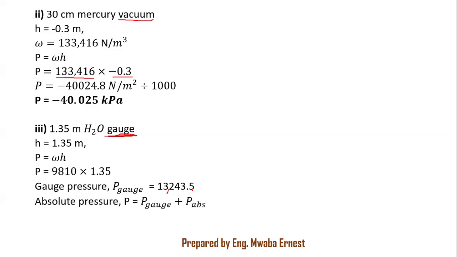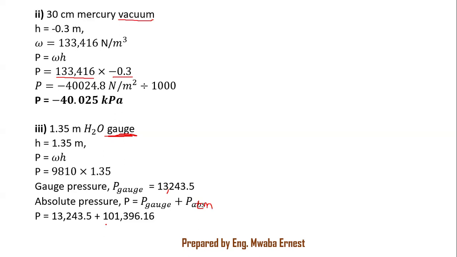Now, having done that, you can get the absolute pressure, where you're going to say the gauge pressure plus the atmospheric pressure gives us the absolute pressure. That is how we convert to absolute pressure. So from there, you get 13,243.5, the answer we got, plus the atmospheric pressure that we calculated right from the beginning, where we said it is 760 millimeters of mercury.